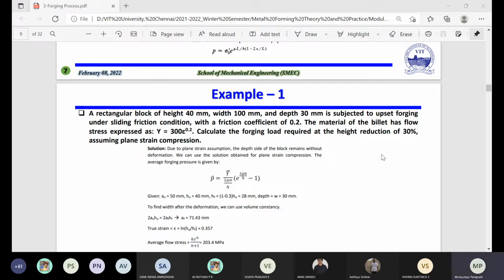Do not be confused with that -1. So -1 will be whatever the value you have, e to the power 2 mu a by h, and that value -1. So are those a and h initial or final? Small a and small h, which value do you take? This is final, na? Because you have to do the final you are making, not the initial one. You are converting from the initial to final, right? Yes, sir. So that will be AF, and h is also HF.